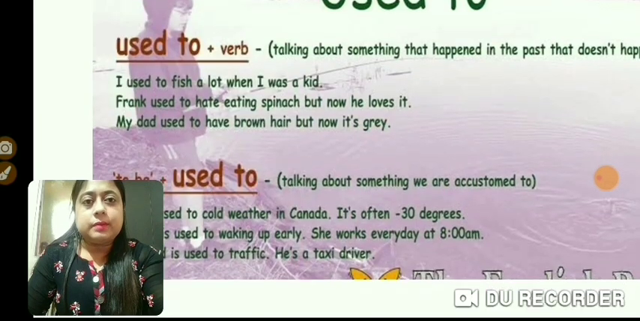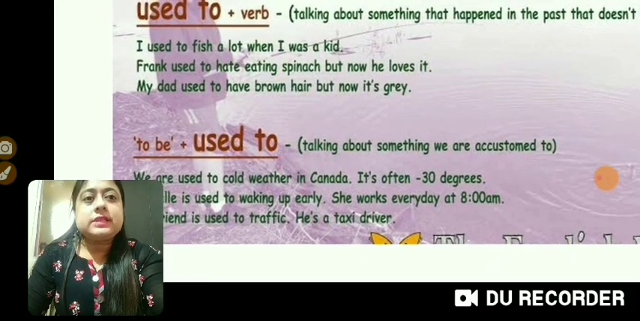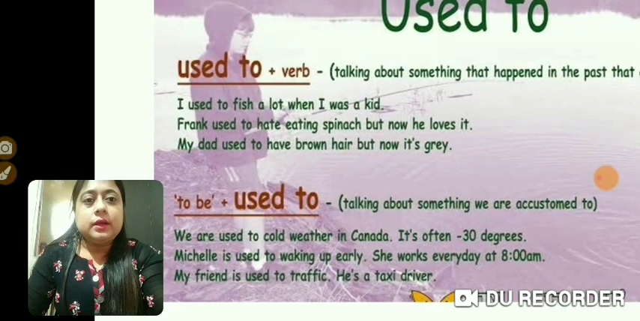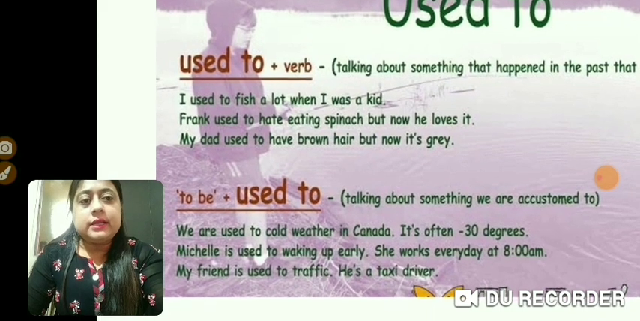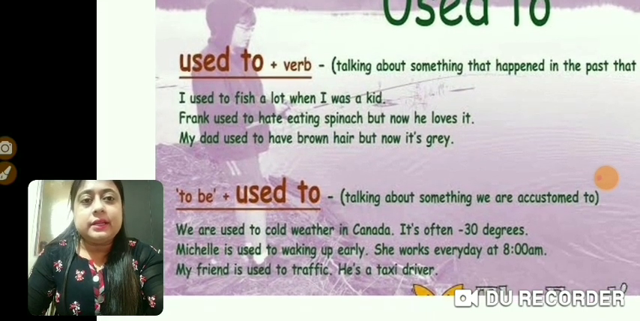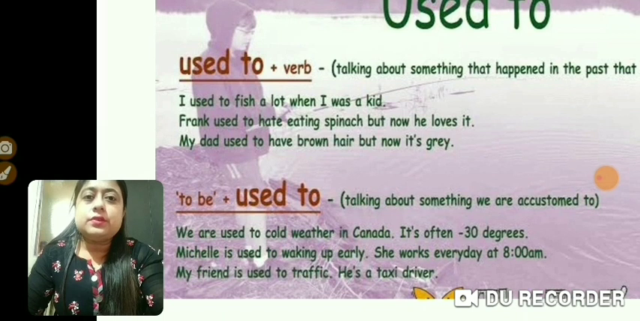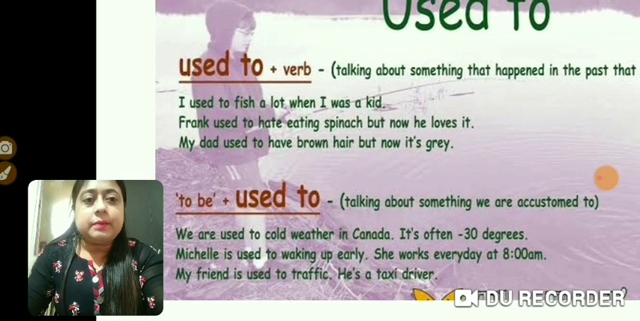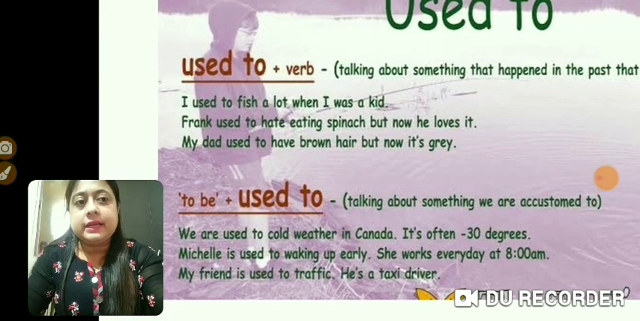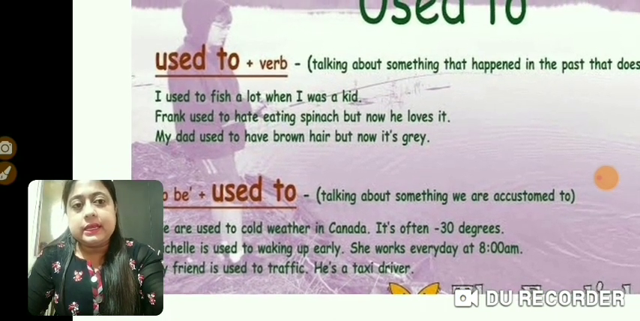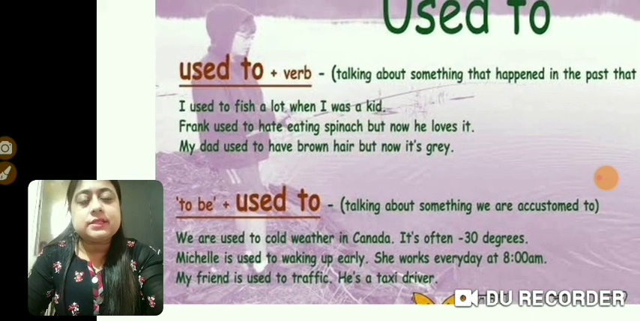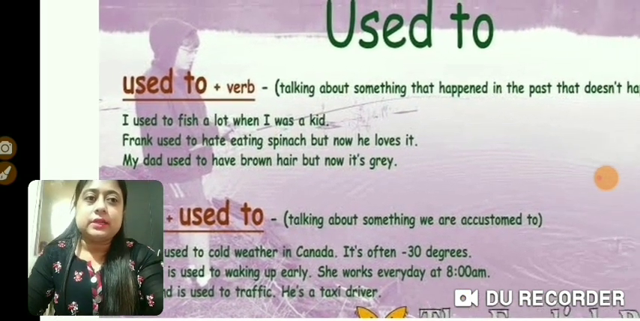Something more about used to. It also tells something we are accustomed to. For example, we are used to cold weather in Canada. It's often minus 30 degrees. So we are used to means we are accustomed to that. Michelle is used to waking up early. She works every day at 8 a.m. My friend is used to traffic. He is a taxi driver, so he is accustomed to that.